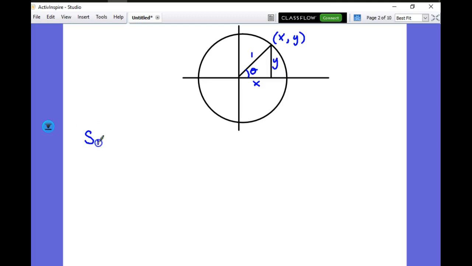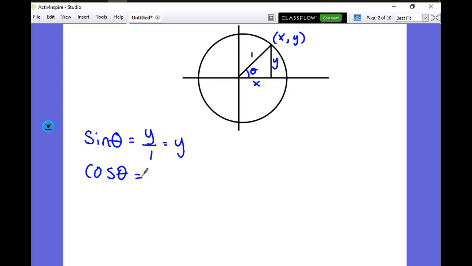So you guys remember sine, right? Sine is opposite over hypotenuse. So what would opposite over hypotenuse be for this triangle? Y over 1, which we can really just simplify to be y, right? Theta. That's how I write my thetas, but it's just a circle with a line through it. It means the angle.